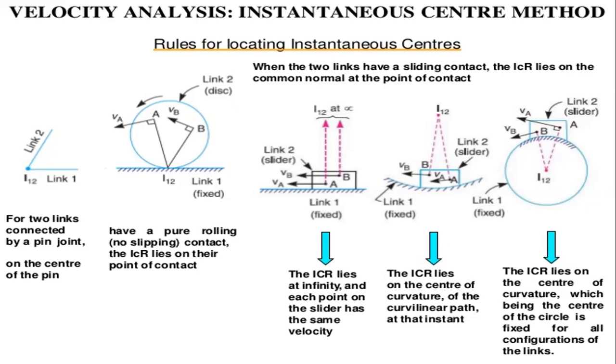And the next one has a pure rolling contact, so there is no slipping in it. It has a pure rolling contact, and the instantaneous center of rotation lies at the point of contact.